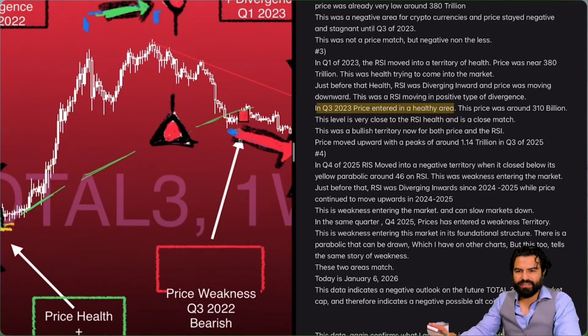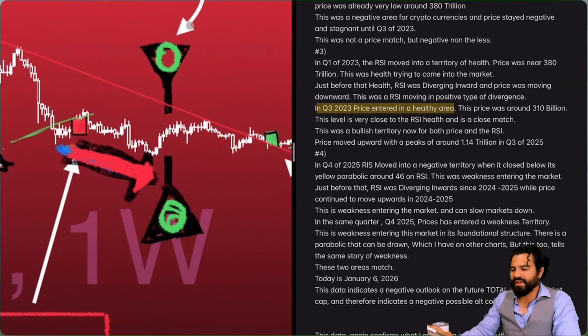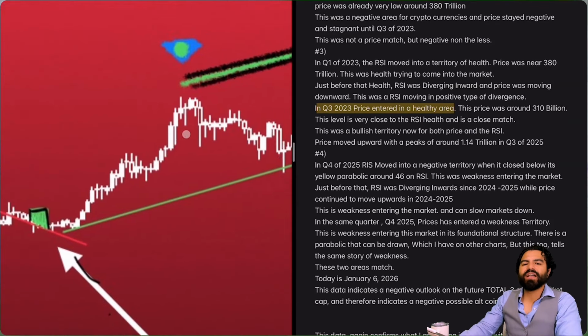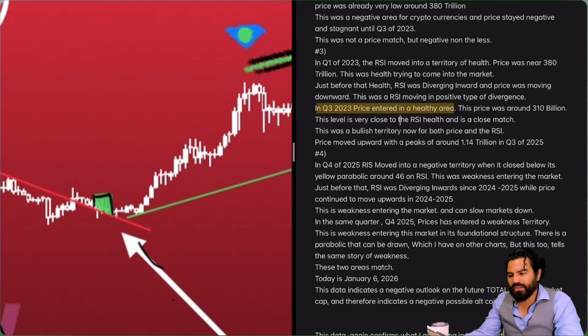So we have 2 instances where price matches and moves into the divergence beforehand and we have a strong move up. Then we have another health and price matches and price moves up. Are you guys still with me so far? Isn't that kind of nice? All right, so this was around 310 billion. This level is very close to the RSI health and is a close match.